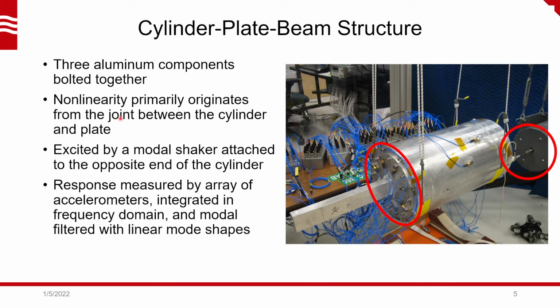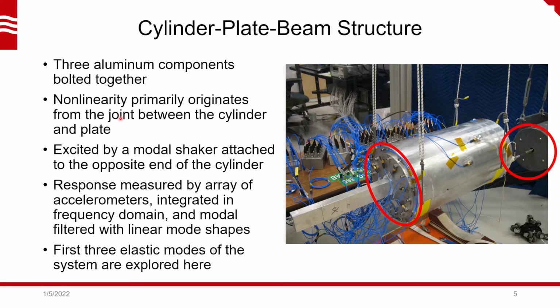The linear mode shapes from a linear test were used to modal filter the physical responses down to a set of modal responses. And in what I'm showing here, it's looking at the first three elastic modes of the system, which are basically the first cantilever modes of the beam and then a drum mode of the plate.